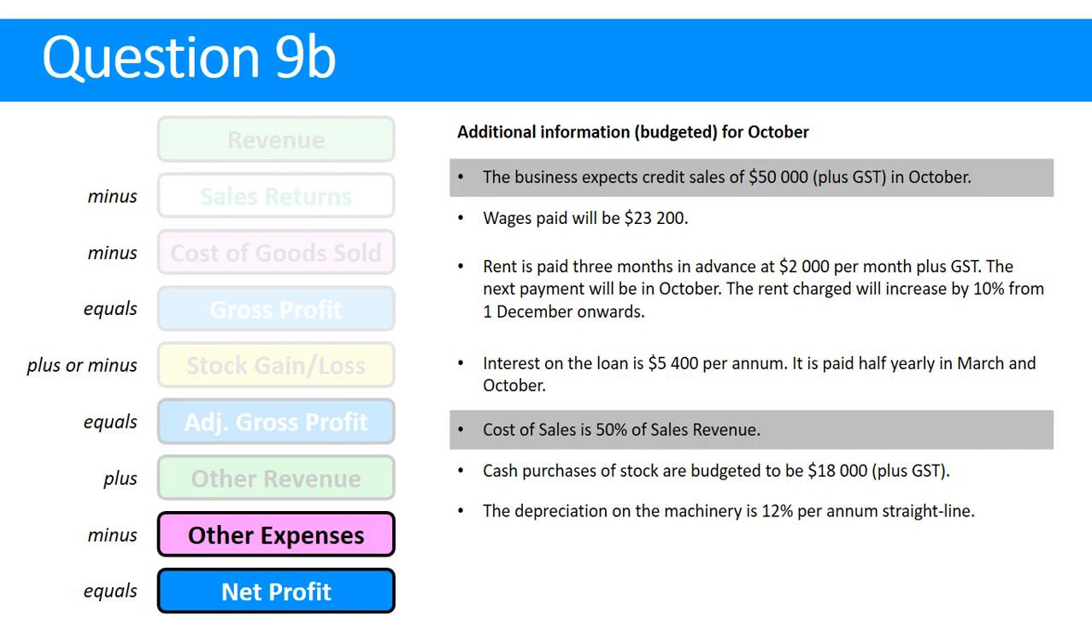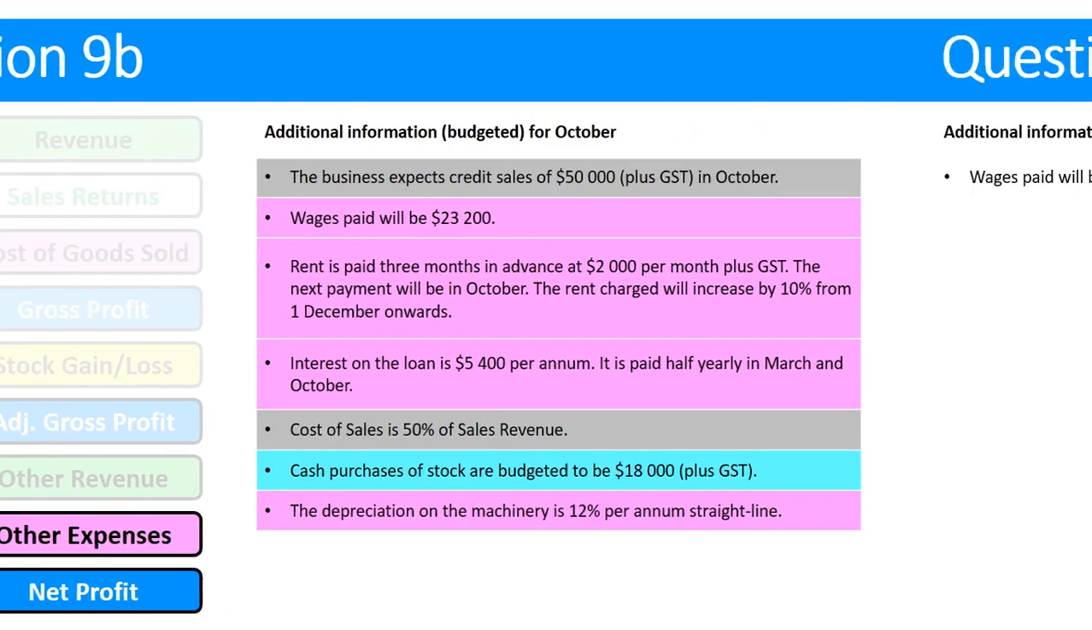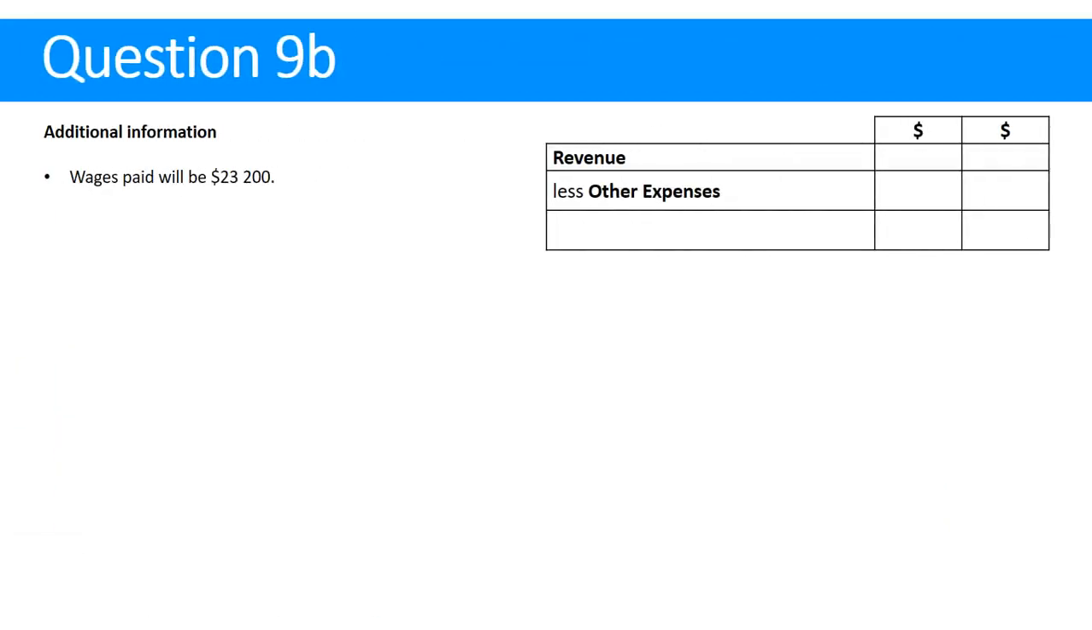So what we want to do is look at the remaining items that we haven't used yet. Are there any other expenses? We've got wages, yes, will be an expense. We've got rent, expense. Interest will be an expense. Buying stock will not, that's an asset. And lastly, we have depreciation, which will be an expense. So the 4 items in pink there, we're going to need to go and get a number for each of those. So let's start with wages paid.